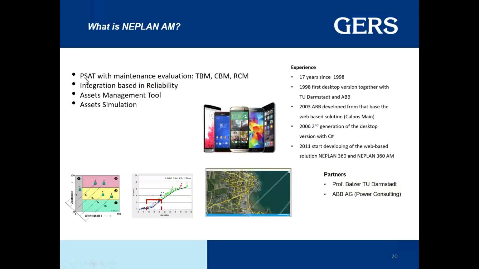Now we have here a PSAT solution. The PSAT solution allows maintenance evaluation based on 3VM, based on CPN and RCM that I explained to you before. It also has an integration between the network with the reliability calculations with the asset management system. It offers the asset management tool and it offers the asset simulations. And this topic is so important because you are able to identify how, in the time, how around this line of the time, we will have here the behavior of the assets based on the scheduling of the maintenance and based on the evolution of the condition.